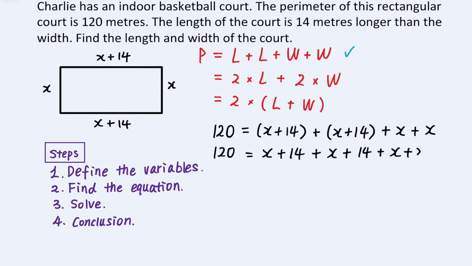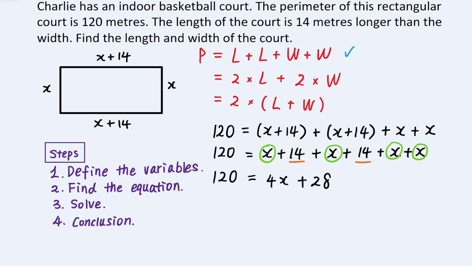So on the right hand side, I have 4 x's, which will give me 4x, and I also have two constant terms, which are 14. So 14 plus 14 equals 28. So now my equation becomes 120 is equal to 4x plus 28.